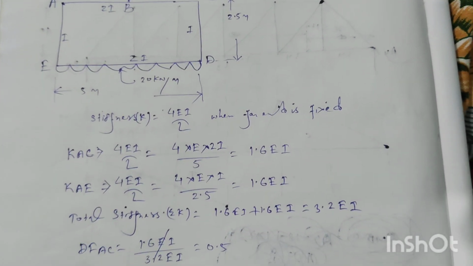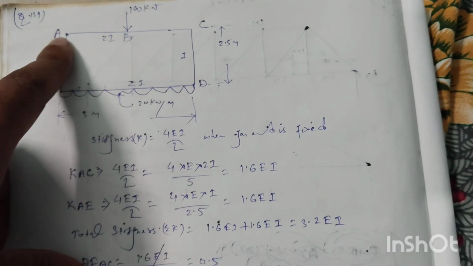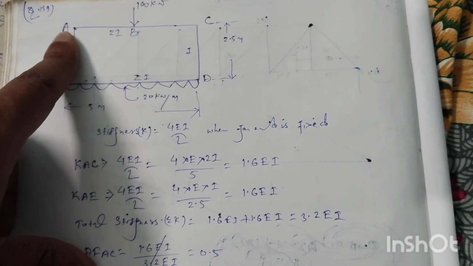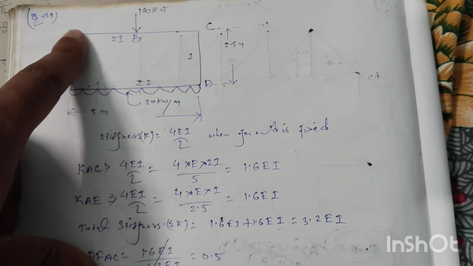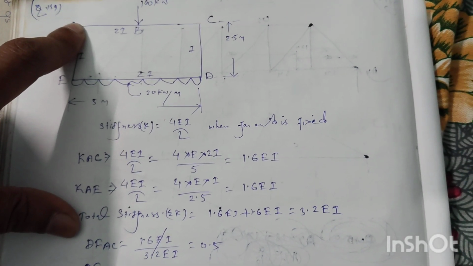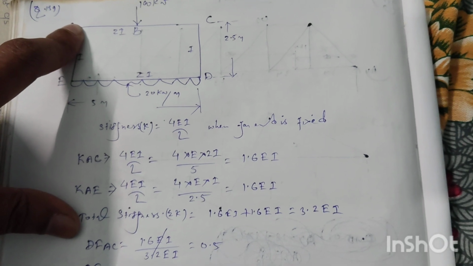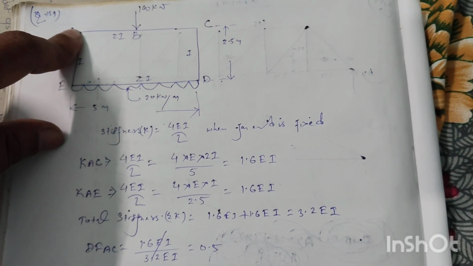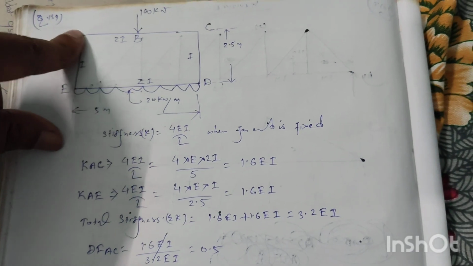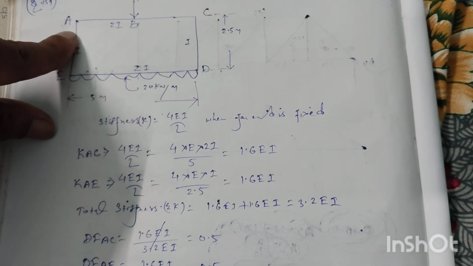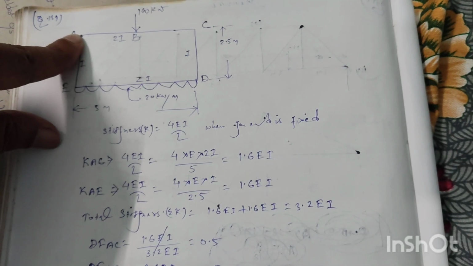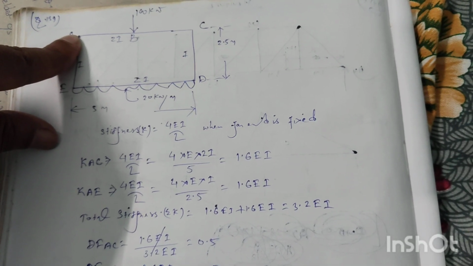Now we know the formula for the distribution factor for a member: the stiffness of the member divided by the total stiffness of all the members connected through that point. So through the point A, the distribution factor for the member AC will be the stiffness of the member AC divided by the total stiffness of the members AC plus AE, because at this joint AE and AC are connected. So if we calculate, DF AC will be 1.6 EI divided by 3.2 EI, which is 0.5.